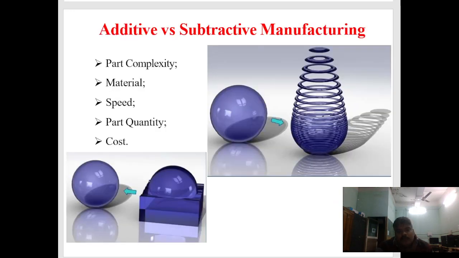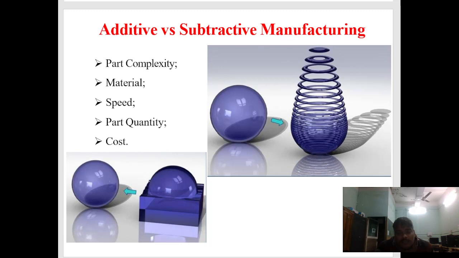Additive versus subtractive manufacturing. First thing is the part complexity. If a complex part is there, we cannot manufacture it by using subtractive manufacturing. Then we use additive manufacturing for creating that type of part. Material: lots of materials are there, like polymer, metal matrix and ceramic matrix, which cannot be machined by the conventional process, but by using additive manufacturing we can fabricate the component by using that material.